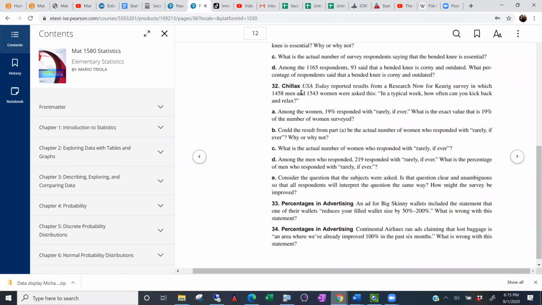USA Today reported results from a Research Now for Keurig survey in which 1,458 men and 1,543 women were asked, in a typical week, how often do you kick back and relax? So among the women, 19% responded with rarely, if ever. What's the exact value of 19% of the number of women surveyed? So let's see if we can't figure that out.